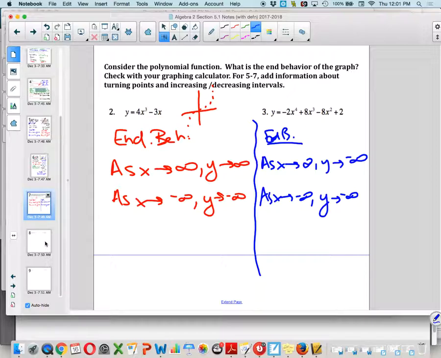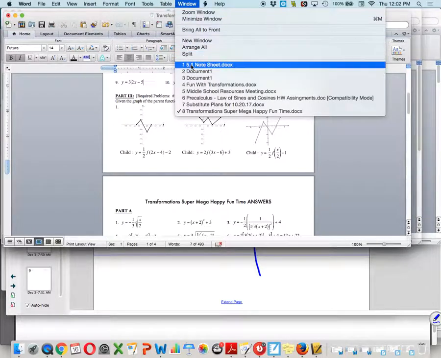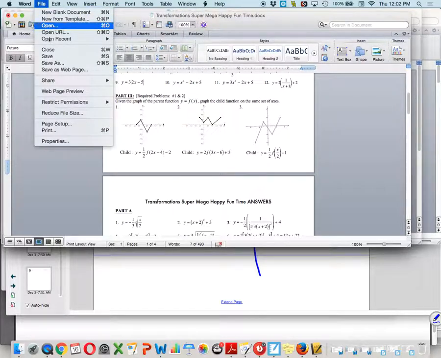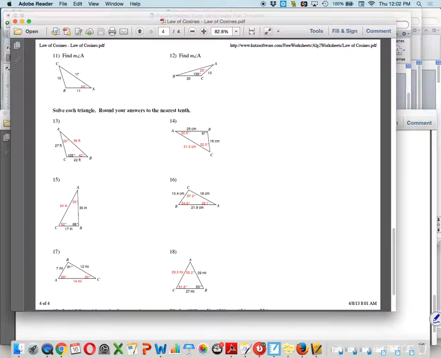So your job for the weekend, I'm actually going to pull it up here. Your job is to, hang on, awkward pause. There's a delay on my lovely computer. Maybe it's under here.